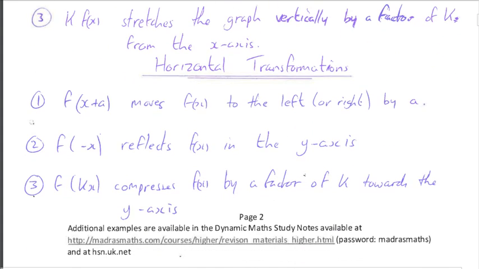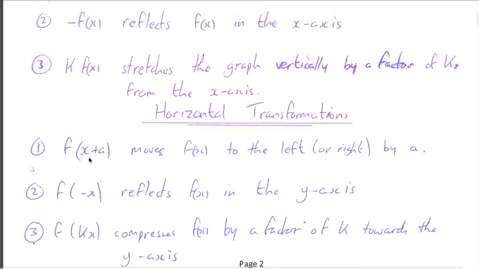And the horizontal transformations, f of x plus a moves the graph left or right by a. f of negative x reflects the graph of f of x in the y-axis, not the x-axis, the y-axis. And f of kx compresses f of x by a factor of k towards the y-axis. So for example, there we've got sine 2x, cos 3x from National 5.